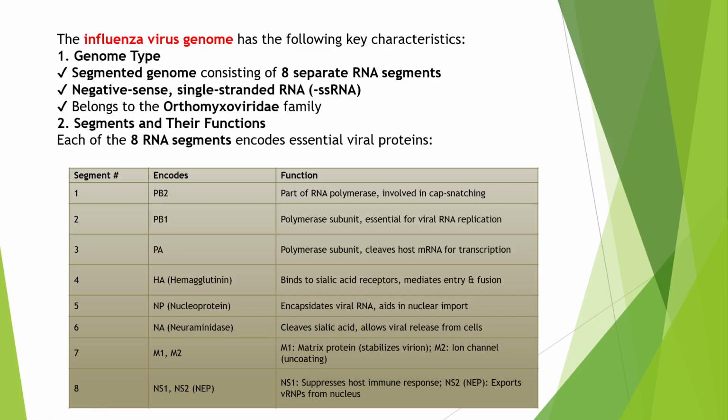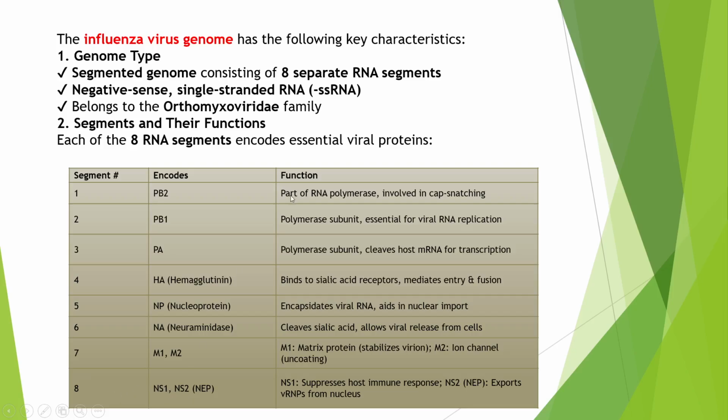So each segment, why 8 segments? Each of the 8 segments of the RNA encodes for the essential viral proteins. First is PB2, second is PB1, third is PA, fourth is HA, fifth is NP, sixth is NA, seventh is M1, M2, and eighth is NS1, NS2.